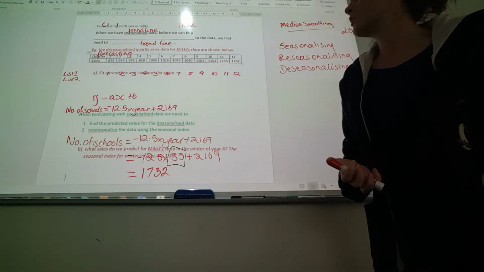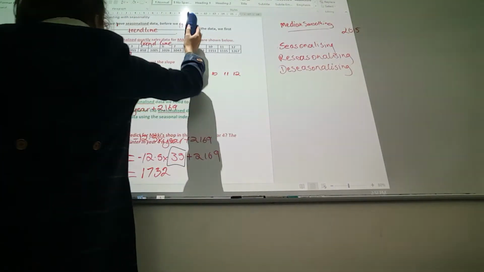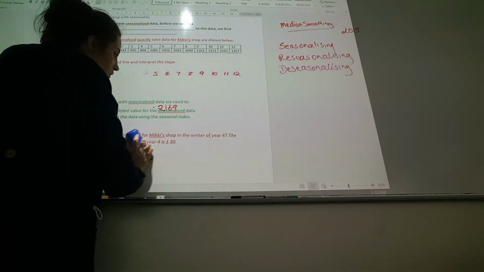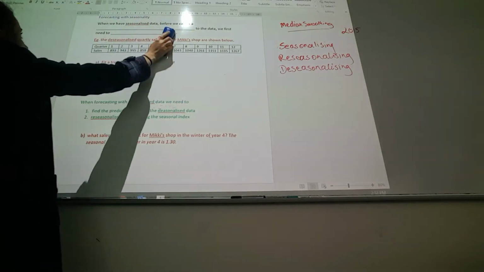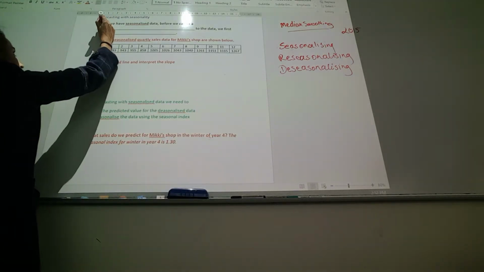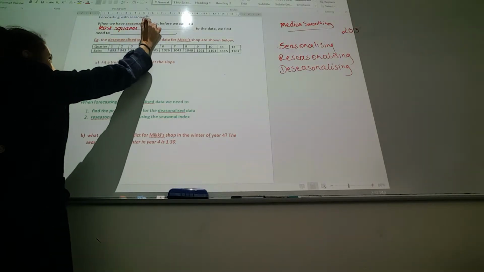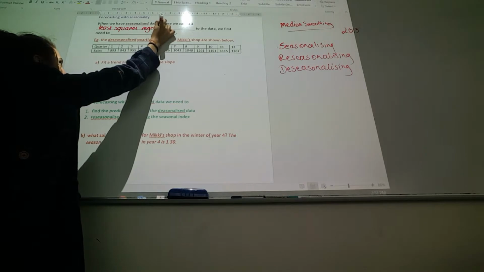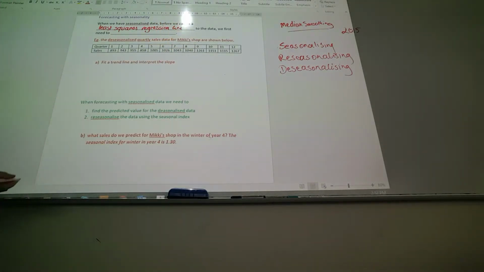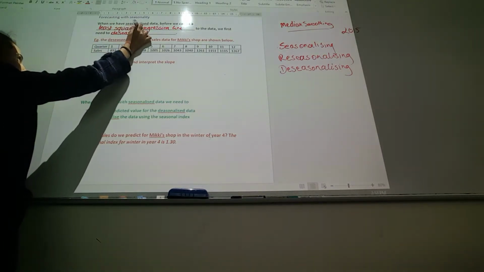Okay, so now we're going to have a look at doing it with seasonality. So when we have seasonalised data, before we can fit a least squares regression line to the data, we first need to deseasonalise.